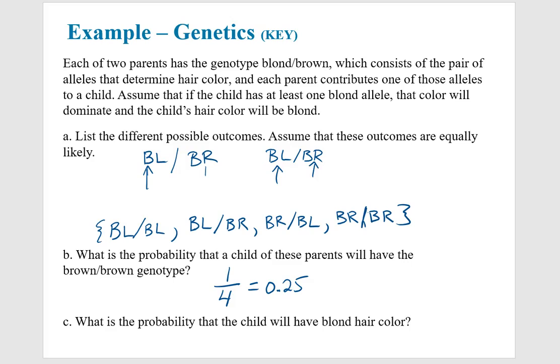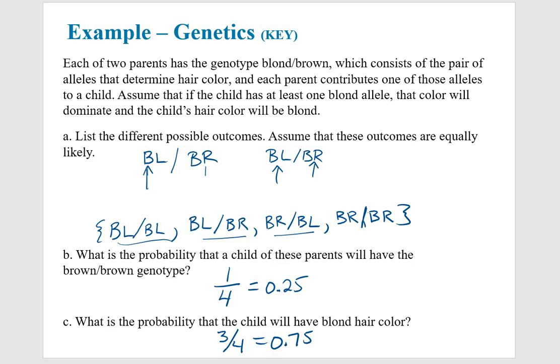What is the probability that the child will have blonde hair? Remember, it said if they have blonde at all, then they're going to be blonde. So that one has a blonde, that one has a blonde, and that one both has blonde. So 3 out of the 4. So that's 75%.